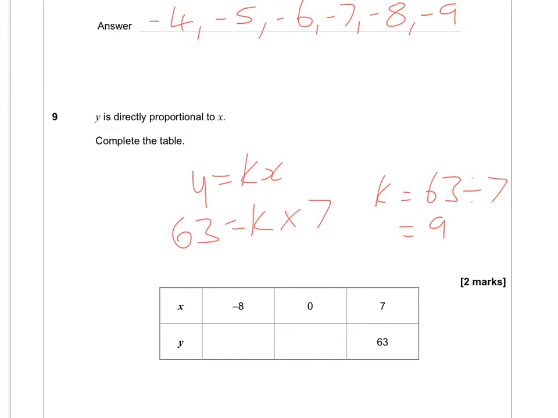We can then find the other two blank parts in the table quite easily. We just need to multiply x by our value of k, so we're just multiplying it by 9. So minus 8 times by 9 is minus 72, and 0 times by 9 is 0.